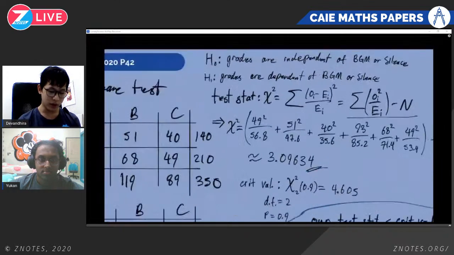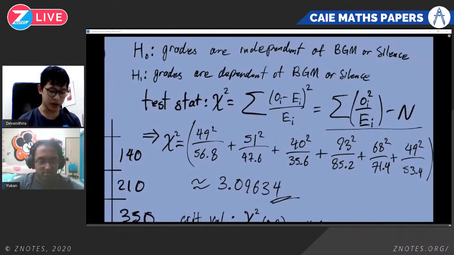Before we start, we have to write our null and alternative hypotheses. Our null hypothesis is that the grades are independent, while the alternative, H1, is that they are dependent.